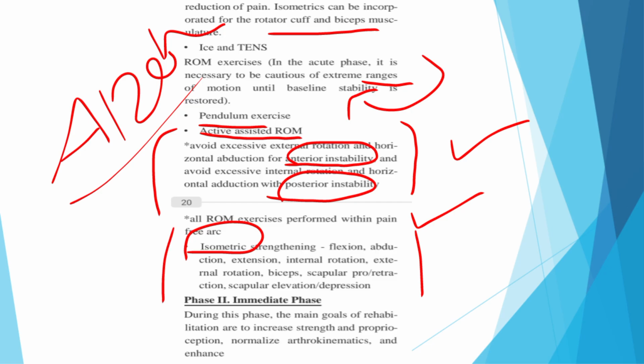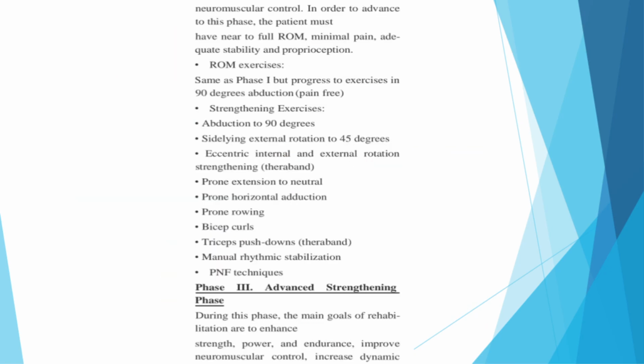These we can do. In phase 2, the immediate phase, the main goals of rehabilitation are to increase strength and proprioception, the sense of joint positioning, normalize orthokinematics and enhance neuromuscular control. This is our goal for phase 2. To advance to this phase, the patient must have near full range of motion, but not 100%, minimal pain, adequate stability and proprioception.